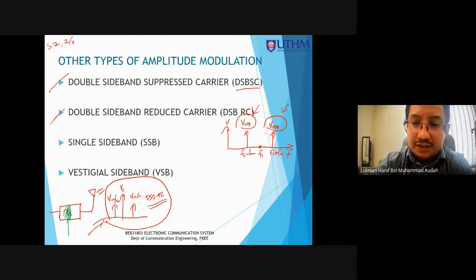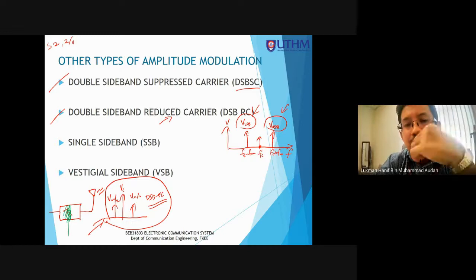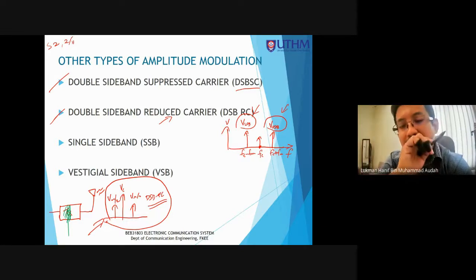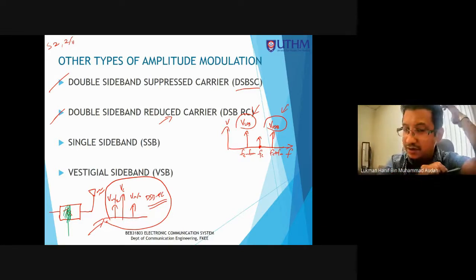So carrier component still exists in reduced carrier. For the double sideband reduced carrier, we still have a small amount of carrier component. So when you see from these, both of these double sideband suppressed carrier and double sideband reduced carrier, what about the power calculations?